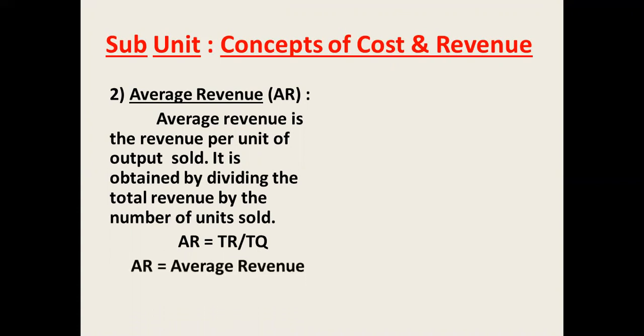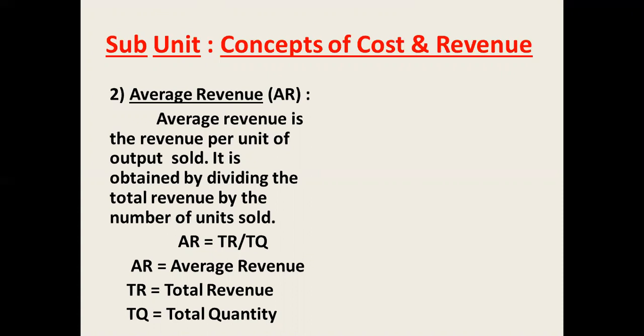So the average revenue is the revenue per unit of output sold. Means what? In the last one, the total revenue, we discussed how many commodities he has to produce and what is the price per commodity, or per unit. So it is the opposite side. You know the total revenue, but you don't know the single unit's price. So the average revenue means what? The revenue per unit of output sold, the price per unit. That is called the average revenue, otherwise the per unit income or revenue.